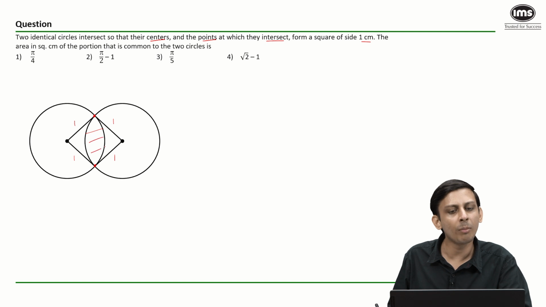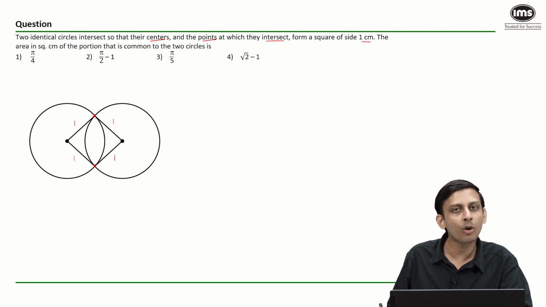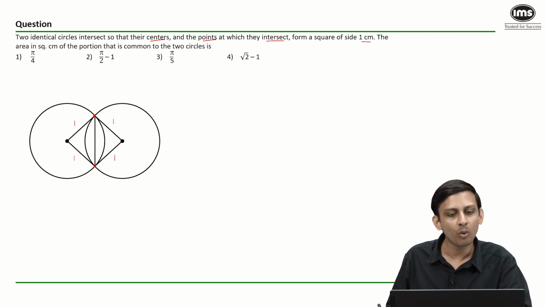How do we calculate this common area? First of all, we'll draw the common chord. Now, the area of this segment will be exactly equal to the area of this segment. So we just have to find the area of one of these segments and then double it, multiply with 2 to get the total common area. How do we get the area of a segment? We take the area of this sector, and from the area of the sector, we subtract the area of the triangle. Area of sector minus area of triangle will give us the area of the segment.